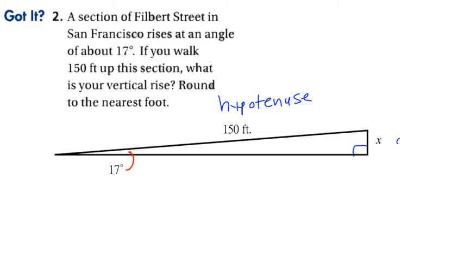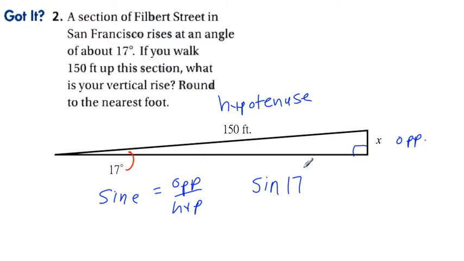This side over here is opposite the 17-degree angle. So which trig function uses the opposite and hypotenuse? Well, that would be the sine function, right? Sine is equal to opposite over hypotenuse. That's by definition. So we're going to say the sine, and we abbreviate sine with just sin. It looks like sin, but it's sine. Sin of 17 degrees is equal to the opposite leg, which is x, over the hypotenuse, which is 150.